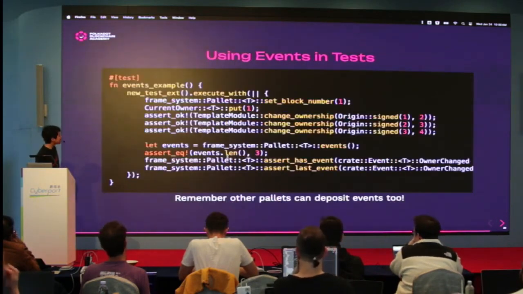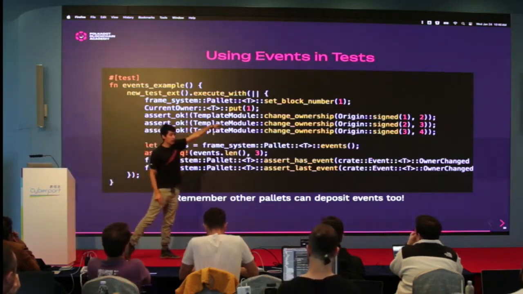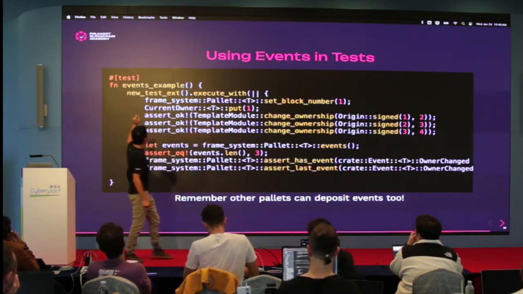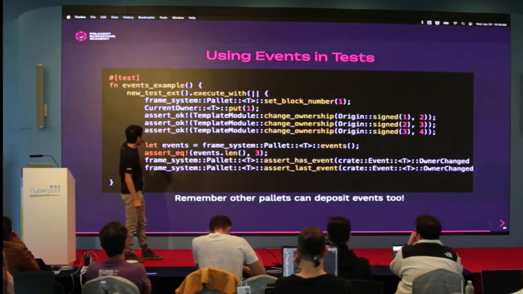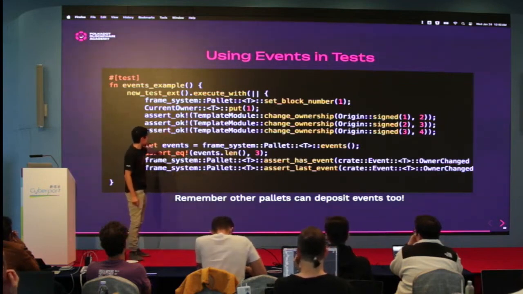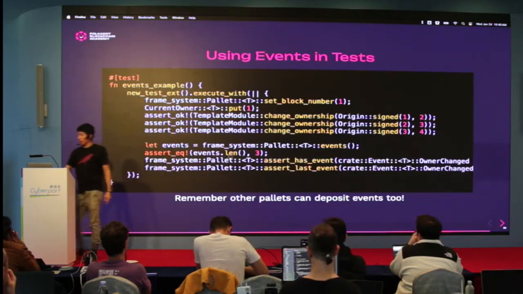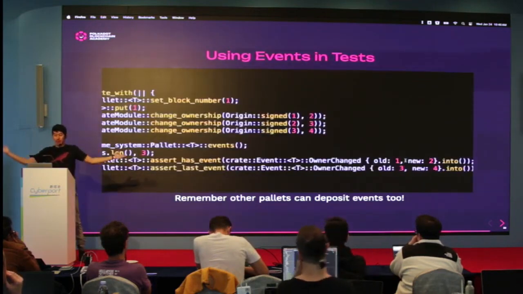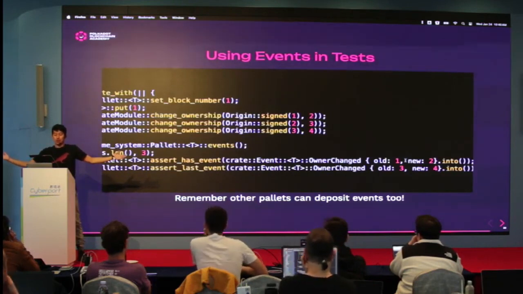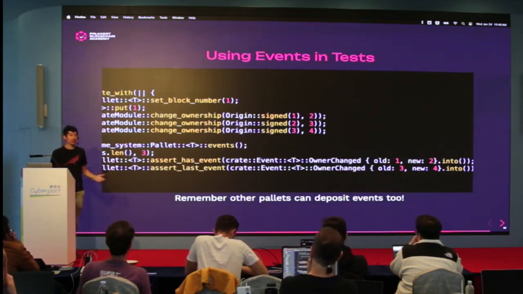Here's an example. I'm writing a test. First thing I do is I set the block number to 1, right? Then I do some function call or some storage stuff. I assign some messages, etc. And then I can assert the length of the events. I can say events, the length is 3. I can assert that it has some event. Here, like owner changed from 1 to 2, that somewhere in the things that I did, there's an event, owner changed 1 to 2. And I can assert the last event was owner changed from 3 to 4. All of this passes, okay?